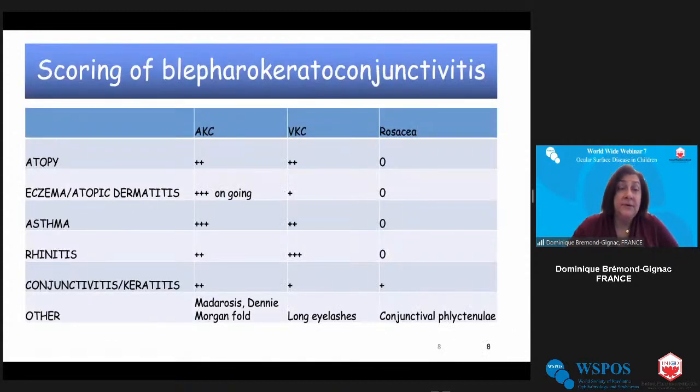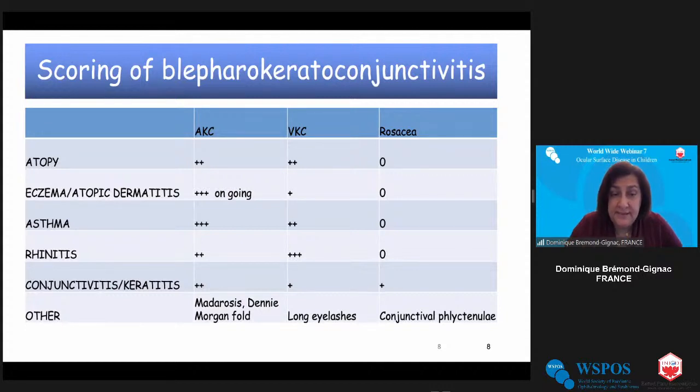We have the possibility to score the blepharokeratoconjunctivitis in three options: AKC, VKC, and rosacea. We remember that ocular rosacea is a very severe disease, sometimes with dryness and meibomian gland dysfunction in children. And so we see that AKC is mostly characterized by atopic dermatitis and eczema in infancy.